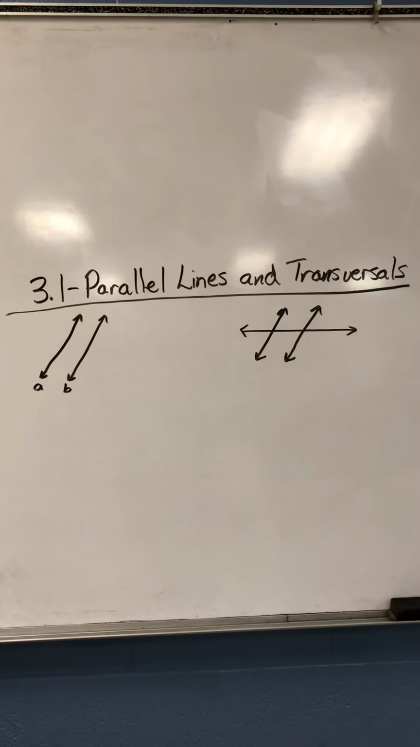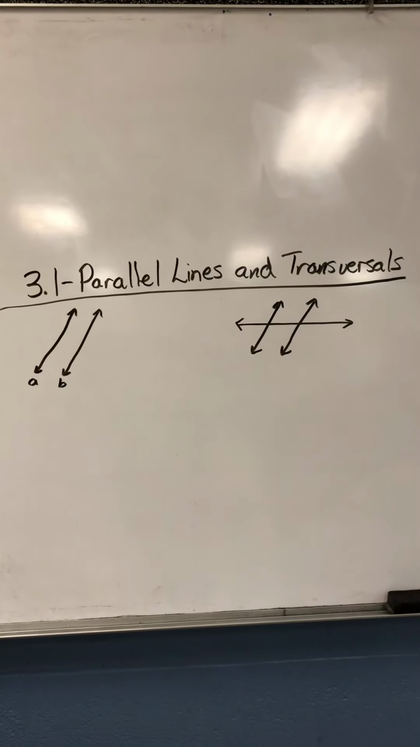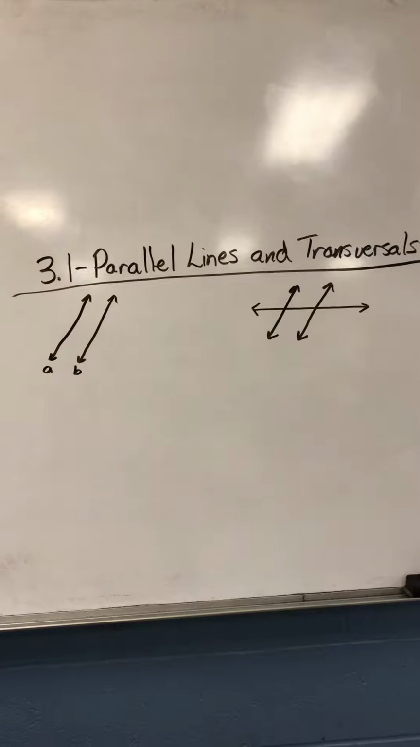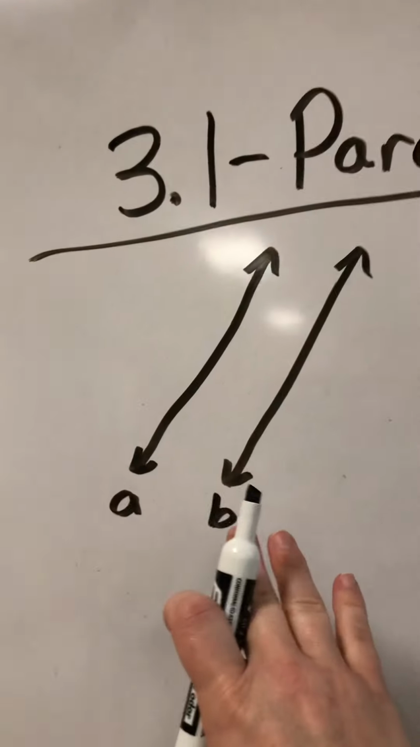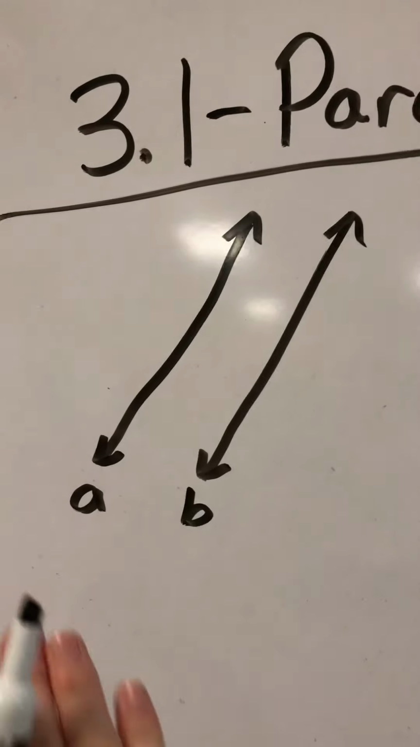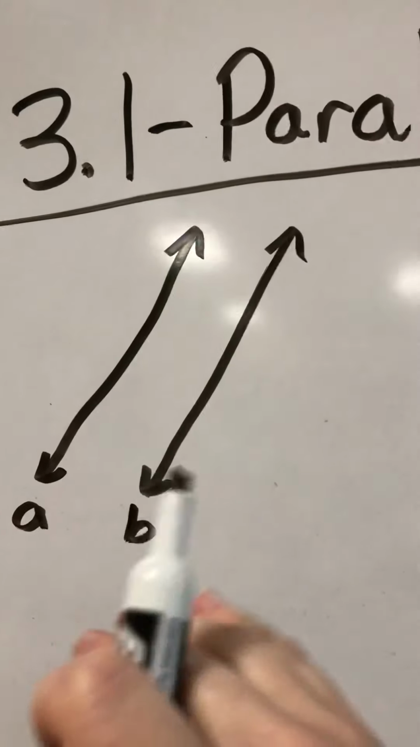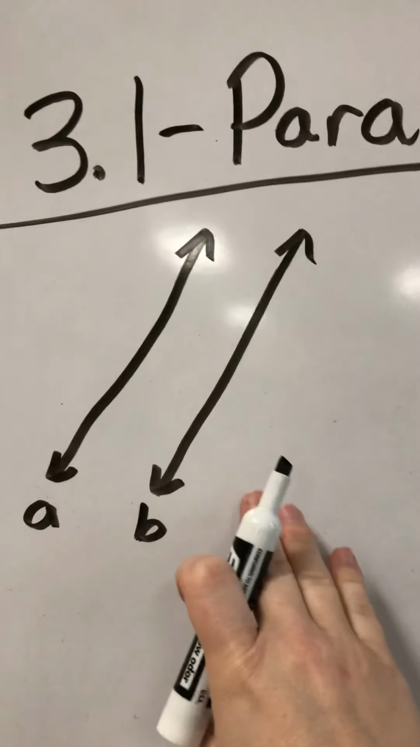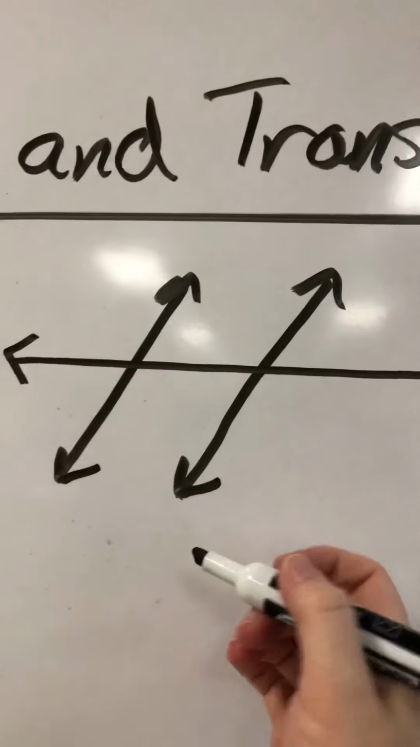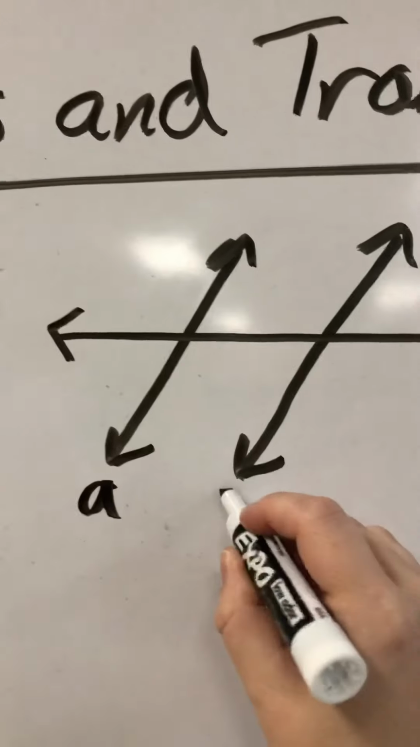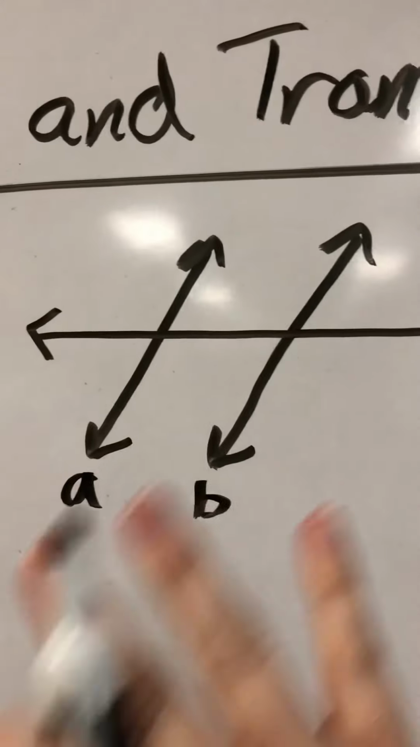The first lesson in chapter 3 is working with parallel lines and transversals. So on the board, as you can see, parallel lines, I'm going to go a little closer here. Parallel lines are lines that never intersect. So I have line A and line B, and they are going on in both directions, never intersecting. These are parallel lines. The next set of lines I have right here, I need to label. Lines A and B are again parallel. They go on in both directions, never intersecting.